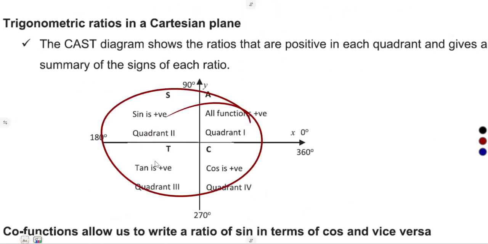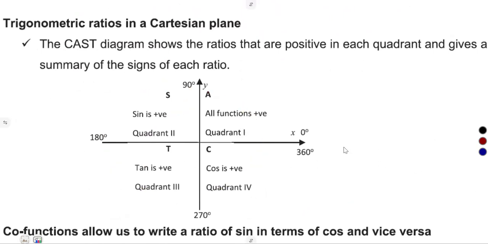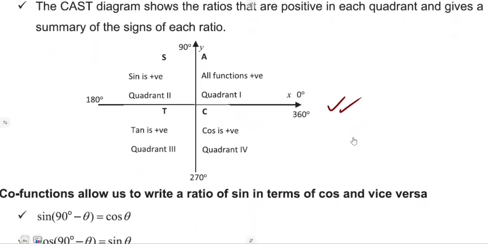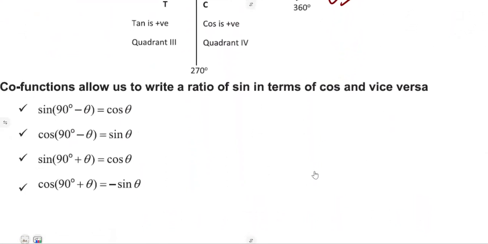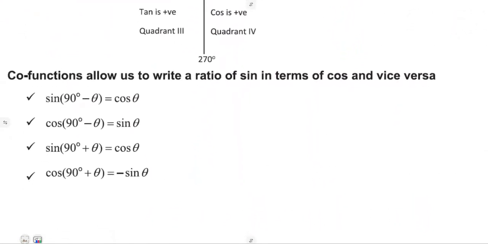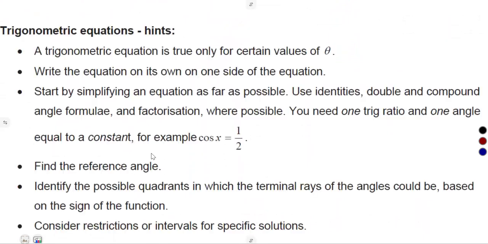The use of the trigonometric ratios in the Cartesian plane, the use of our quadrants. Remember, I talked about this. You must remember that. Your core functions also, please do remember these core functions. Remember the class that we discussed, these core functions. Please, guys, remember that. A trigonometric equation is true only for certain values of theta.